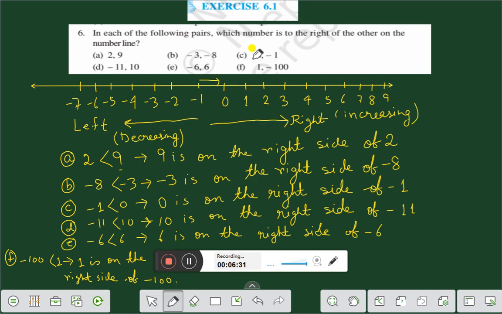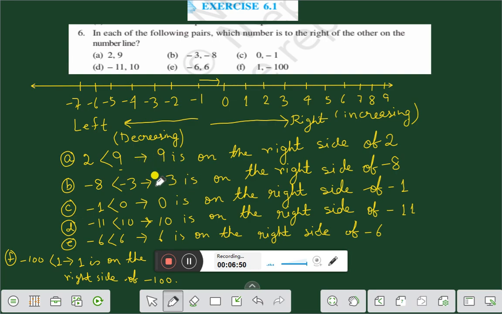Let us repeat once again. Exercise 6.1. In each of the following pairs, which number is to the right of the other on the number line? The number which is greater will be on the right side, right? Here you see, on the right it is increasing, on the left it is decreasing, right? Therefore, 9 is greater than 2, therefore 9 is on the right side of 2.